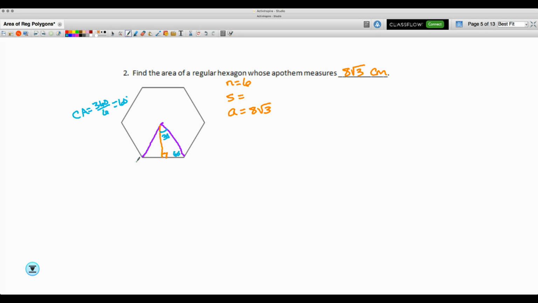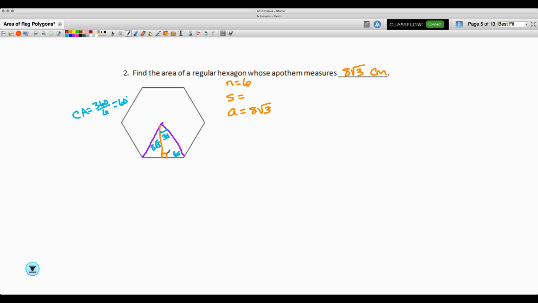Okay, the side is what we're trying to find. So that's this. The apothem is 8 square root of 3. So this orange segment is 8 square root of 3. And so now we just use, because it's a special right triangle and the direction said leave answers in simplest radical form, we're going to find the missing parts.